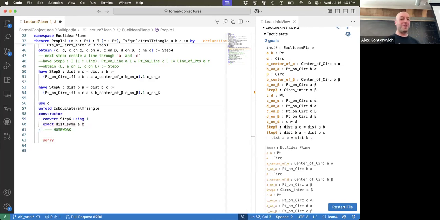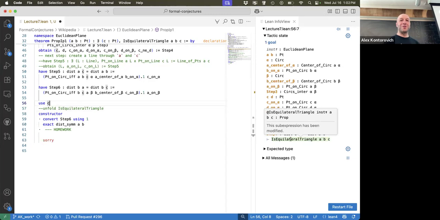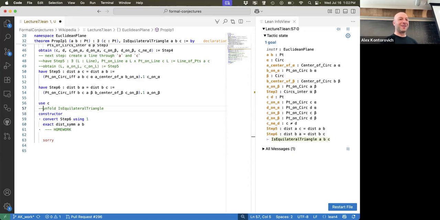In fact, this unfold equilateral triangle is also just for us. The computer knows the definition. The computer doesn't forget the definition. We forgot the definition. If I comment out the unfolding, it still knows that equilateral triangle means two different things. And so when I do constructor, it says, okay, I've broken it into those two different things. It can skip the step of asking what the definition is. The unfold only reminds me so that I see what equilateral triangle means. It means these two different things. It reminds me in the goal state. But the computer doesn't need that reminder. It knows the definition.